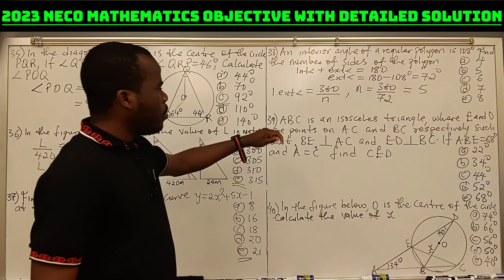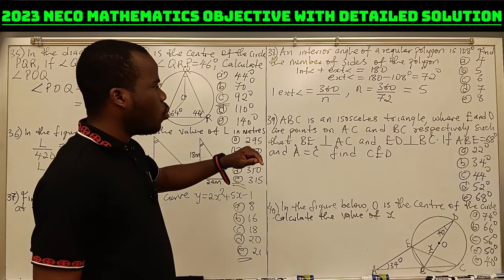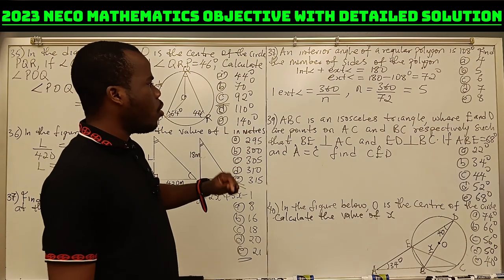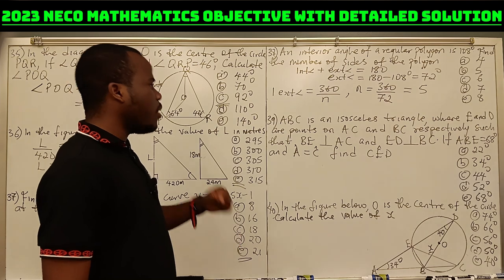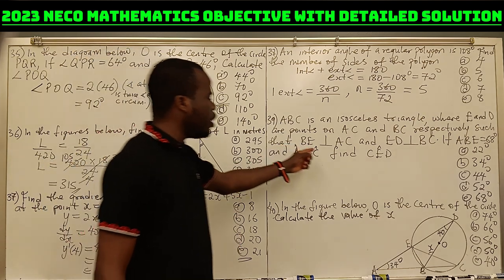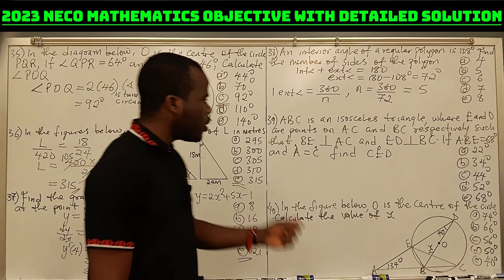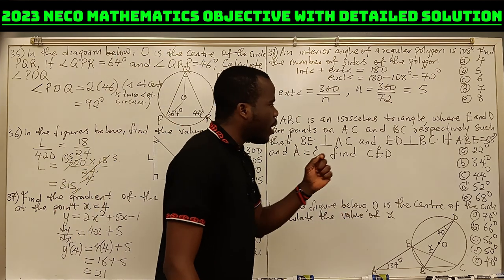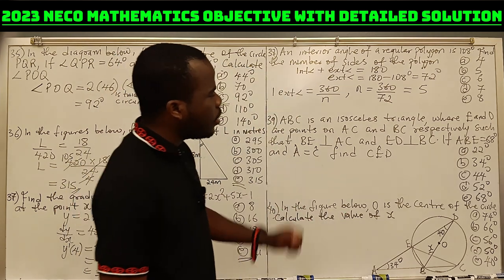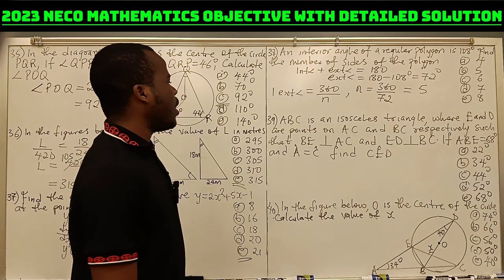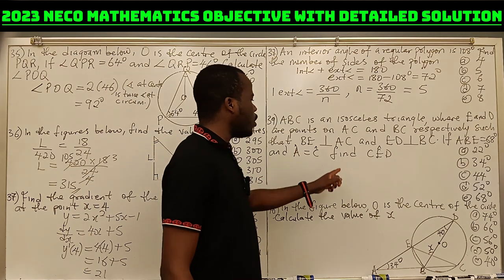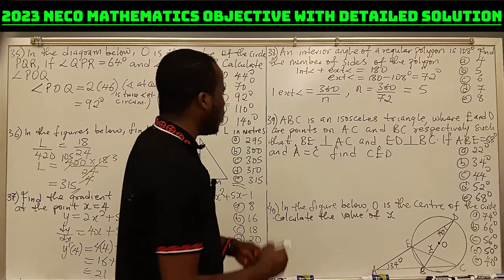Next question says ABC is an isosceles triangle where E and D are points on AC and BC respectively, such that BE is perpendicular to AC and ED is perpendicular to BC. If angle ABE is 68 degrees and angle A is equal to angle C, find angle CED.